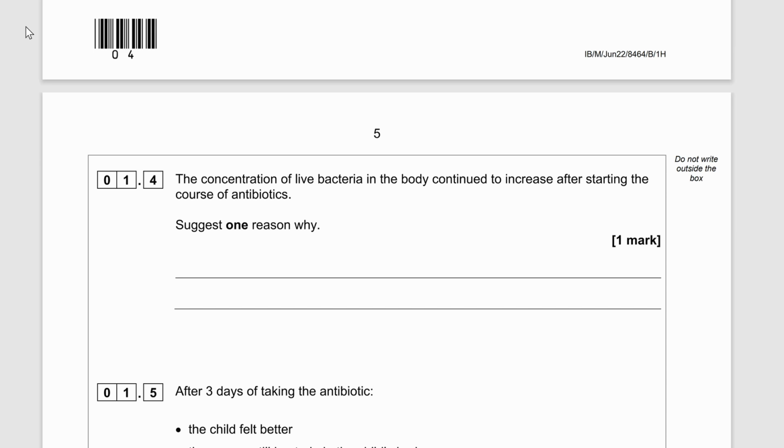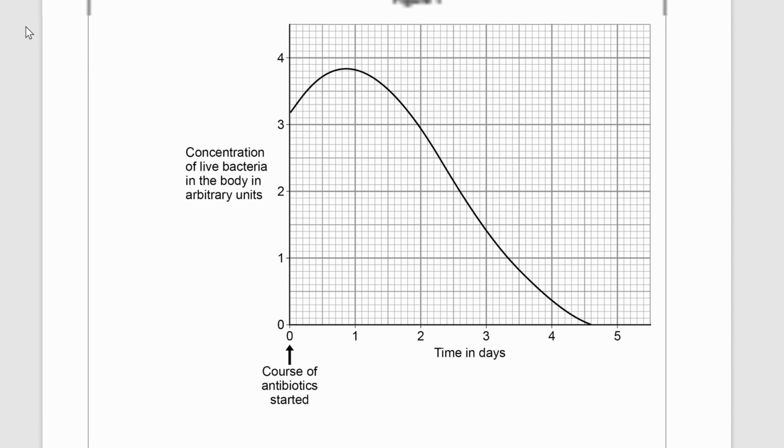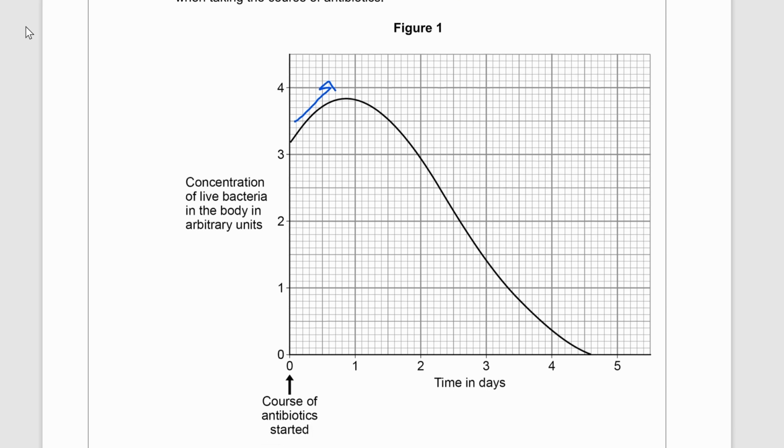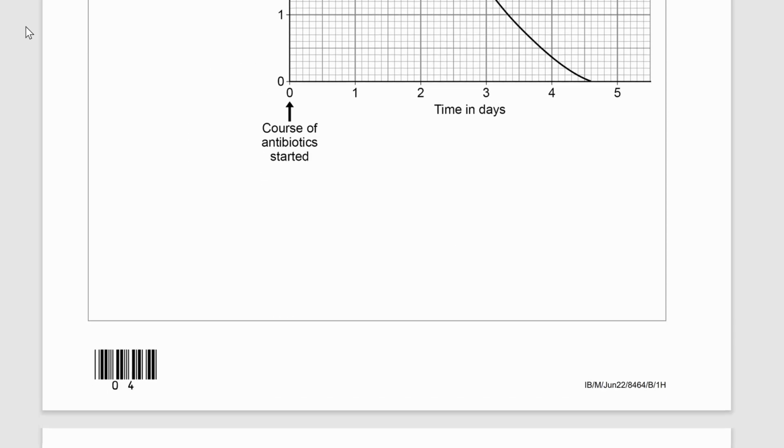1.4. The concentration of live bacteria in the body continued to increase after starting the course of antibiotics. Suggest one reason why. So going back to the graph, we can see at day 0 when the course of antibiotics started, the concentration increased slightly and then it began to decrease almost up to 1 day and then continued decreasing up until the end. So you've got to think about why there was this increase.